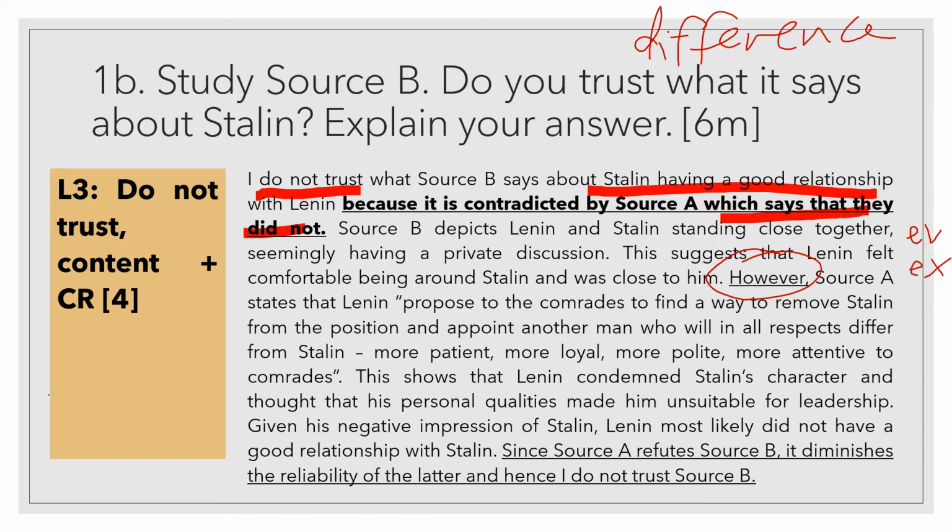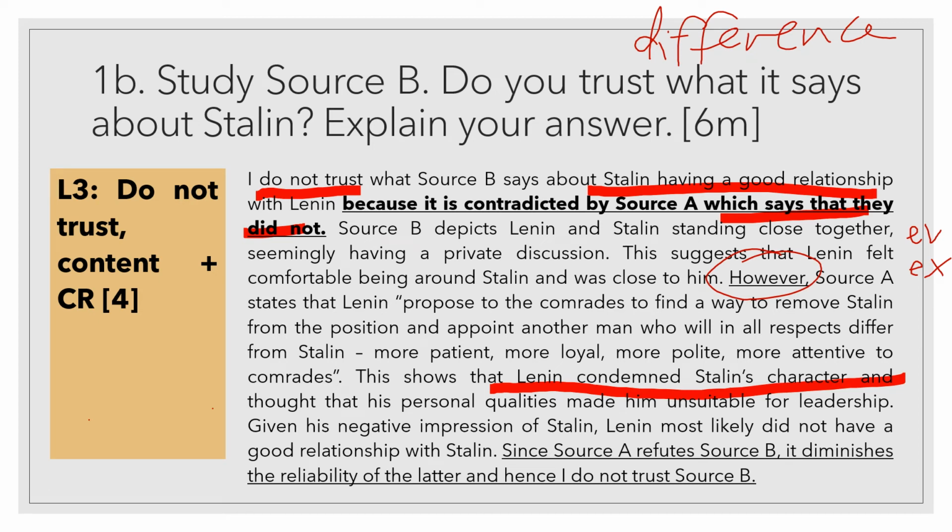Now, if you are answering based on trust, then you'll be telling me about similarity. How are the two sources similar in their message? But like I said, between source B and your cross-reference source, source A, they are different, and therefore you say however. Now, source A states that Lenin proposed to the comrades to find a way to remove Stalin. This shows that Lenin condemned Stalin's character, and so on.